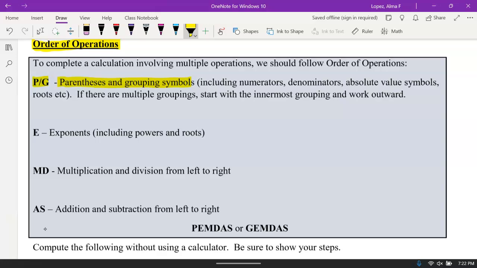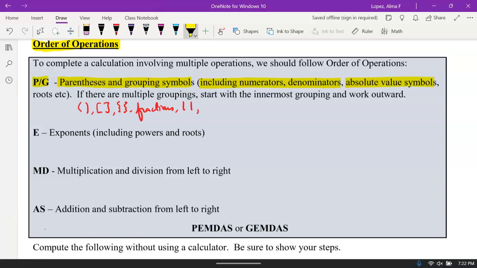The parentheses actually include fractions, including numerators and denominators, absolute value symbols because they group numbers together, any kind of parentheses or brackets or braces, all of those are included in parentheses. So I like to say parentheses, brackets, braces, fractions, absolute value. That's about all of them that I can think of. And the second one is exponents.